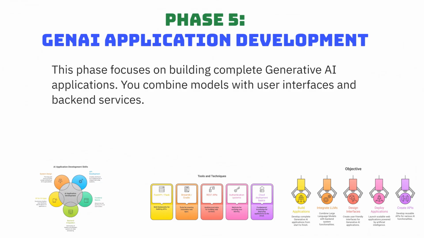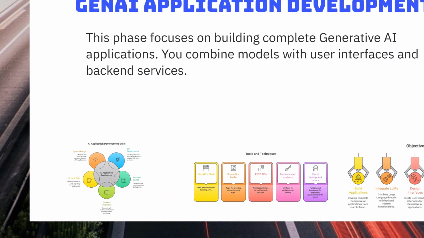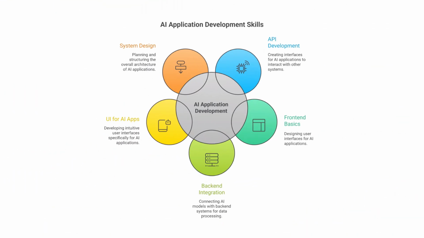You integrate AI models with backend services and user-friendly interfaces to create functional systems. Hands-on application development ensures your solutions are practical and scalable. This approach makes generative AI accessible and valuable to real users. Core skills. These core skills emphasize full-stack thinking and system integration. These skills allow you to turn AI models into real products. Strong application skills increase employability.